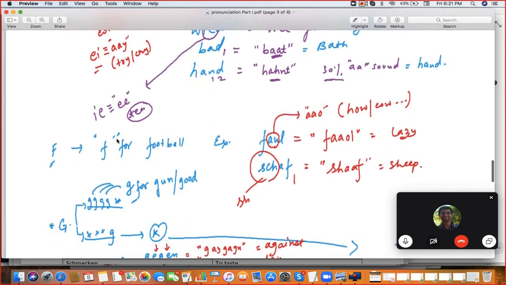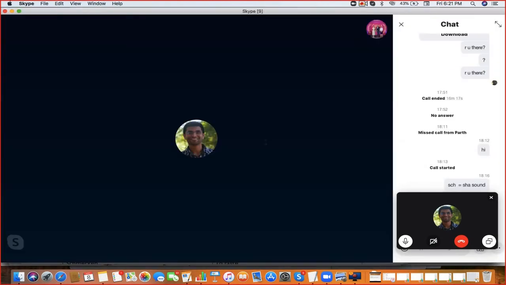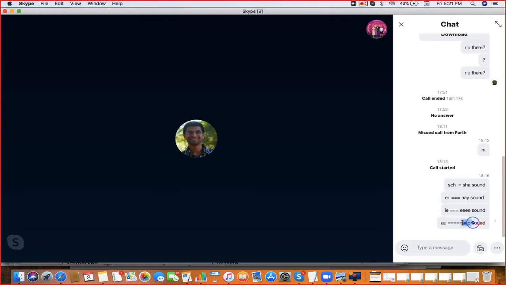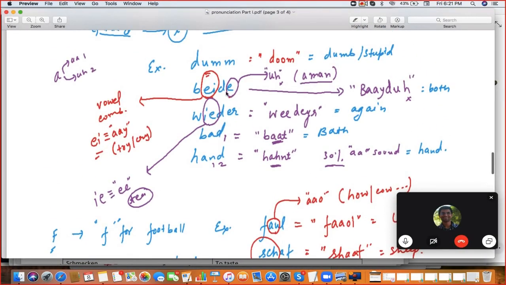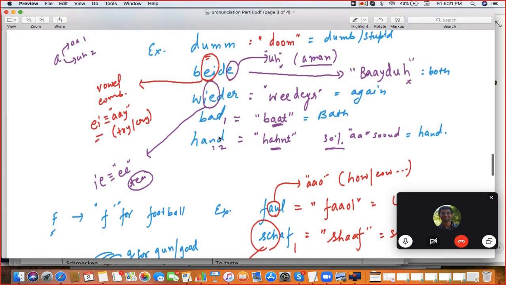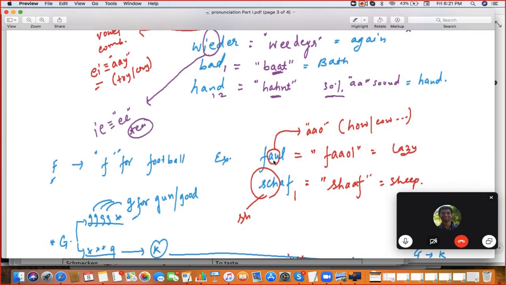Next is F. F is simple, for football. For sound. So speak this example: Foul. Speak foul because I told you AU is AU. See here, this E in the end is A sound, so that's why we say Bider, Weeder, Bart, Hunt. Next is foul. AU comes anywhere in between the words, it's always pronounced as AU.